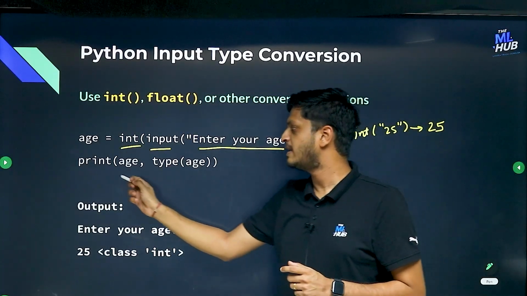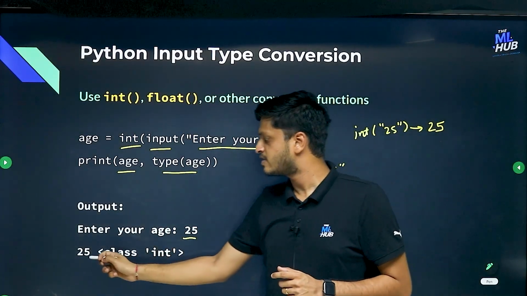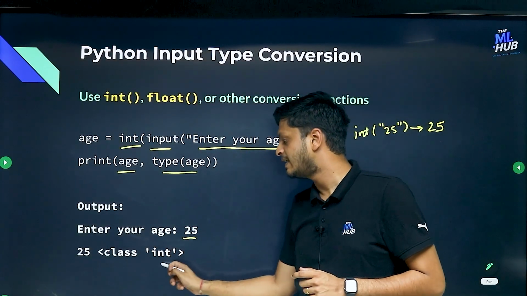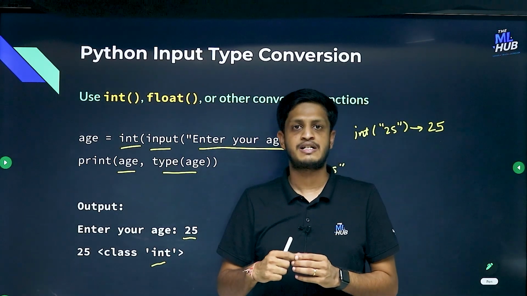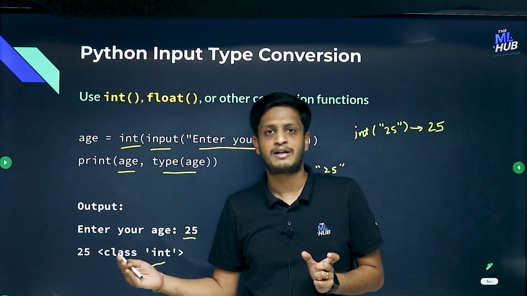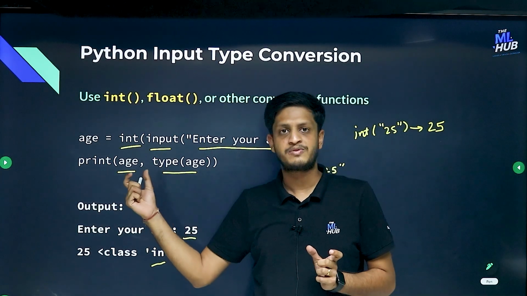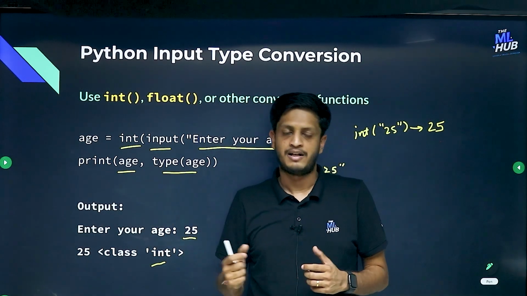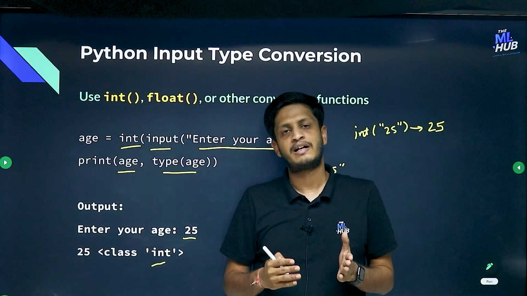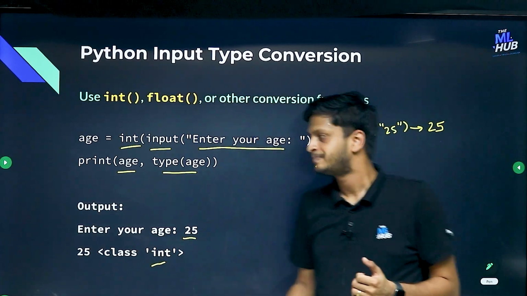When you print the variable age and the type of age, then the age 25 and the type, which is int, will be displayed. So now, using type conversion, you can actually change the string data type to any other data type that you want. Same you can do with float as well. And if you take two inputs, you can convert them into a complex number as well. So just using type conversion, you can convert string to other data types.